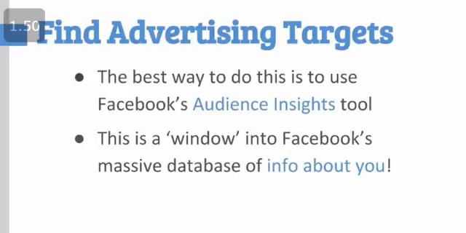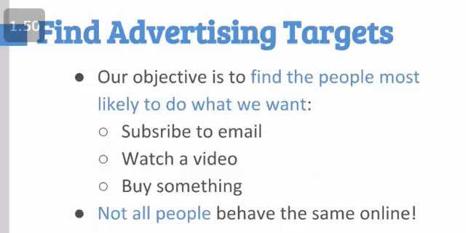But you take all that information and you put it together, and Facebook has really, really interesting data and insights about who you are and what you do, what you're interested in. Our objective is to find the people who are most likely to do what it is that we want them to do from our ad campaign, right? Whether that's subscribe to an email, watch a video, buy something, whatever our objective is, we want to find the people who are most likely to do that.